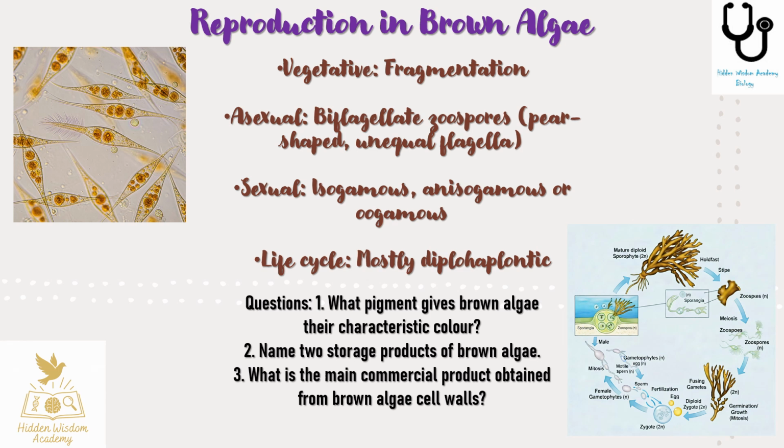Let's talk about reproduction in brown algae. Brown algae reproduce in three ways. First, by vegetative reproduction, where the body breaks into pieces and grows again. Second, by asexual reproduction, where special cells called zoospores with two unequal flagella are formed. Third, by sexual reproduction, which can be of three types: isogamous, anisogamous, or oogamous. Their life cycle is usually diplohaplontic, meaning both haploid and diploid stages exist as multicellular forms.